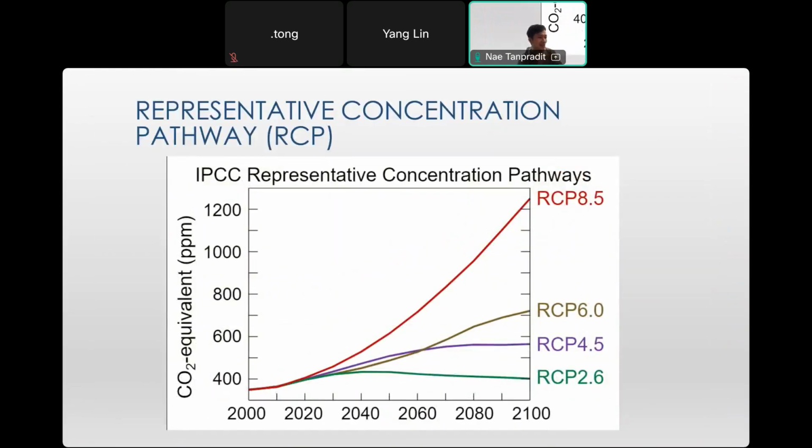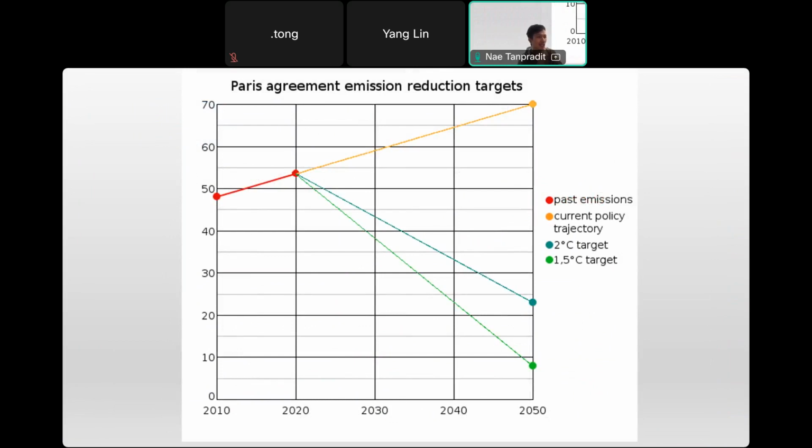Okay, this is some of the models that they predict. If we don't do anything, if we don't have the Paris Agreement, the emission will keep getting higher. But if we reduce the target of the CO2 emission, the temperature of the world will be getting better.